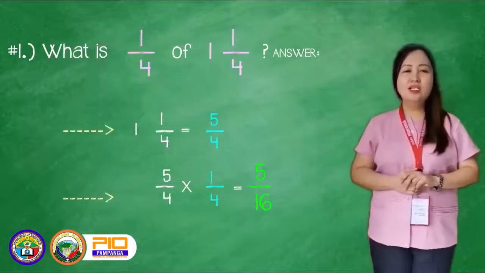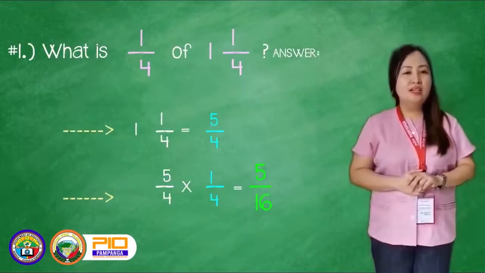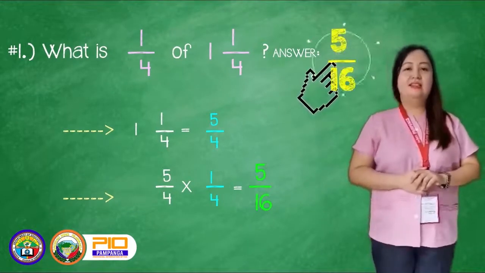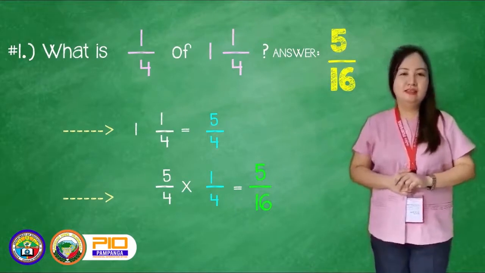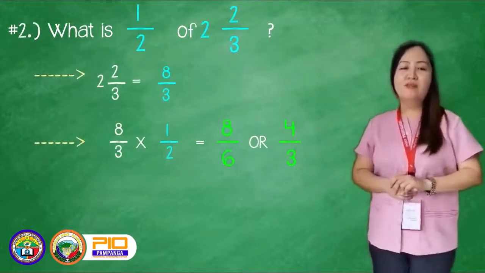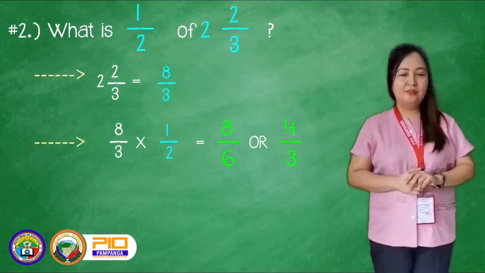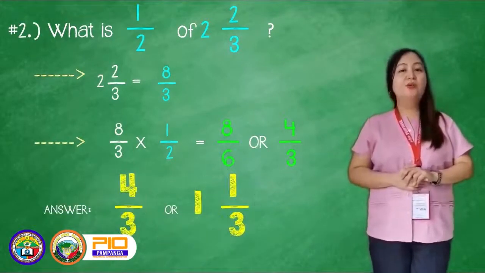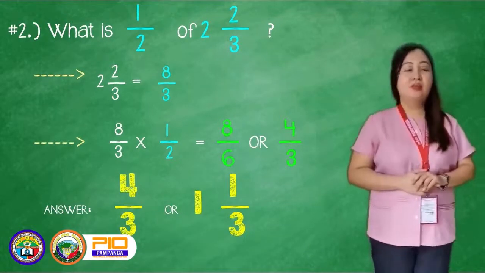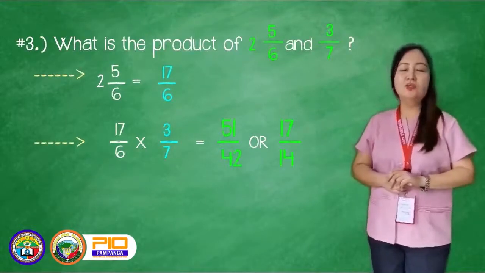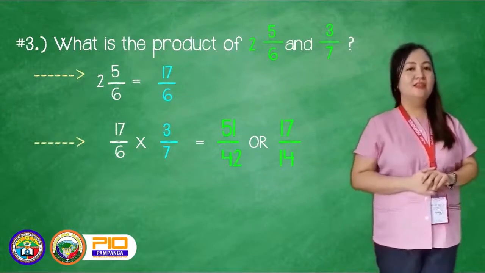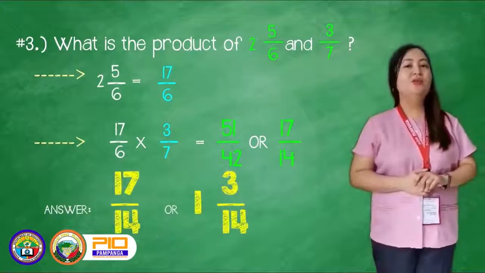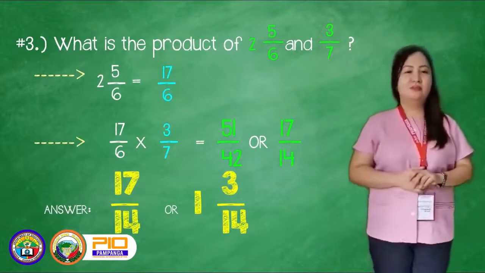Let's check our answers, Super K kids. First is, what is 1/4 of 1 and 1/4? So that is 5/16. Number 2, what is 1/2 of 2 and 2/3? The correct answer is 4/3 or 1 and 1/3. Number 3, what is the product of 2 and 5/6 and 3/7? The answer is 17/14 or 1 and 3/14.